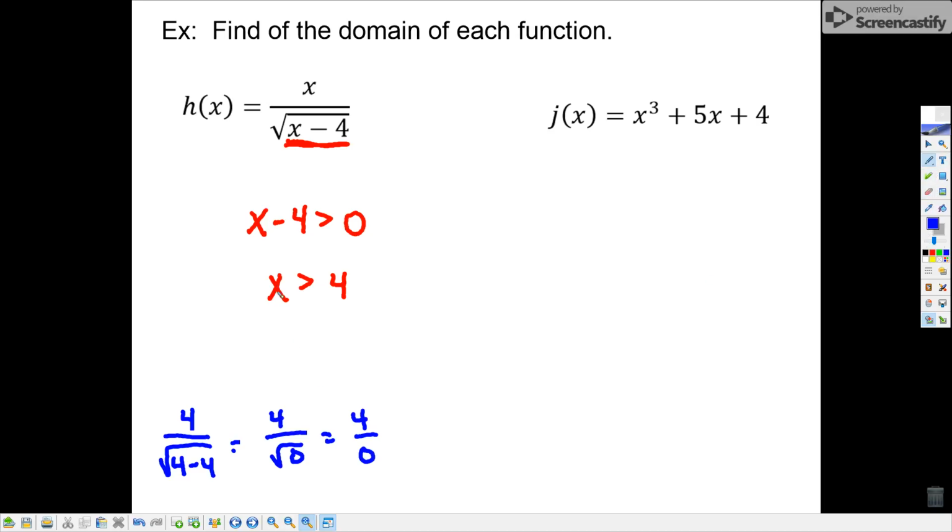And now this works. If I put in, for instance, 5, it would work because we don't get 0 on the bottom, and we'd get a positive value inside that square root. So this right here, x is greater than 4, ends up being your domain.